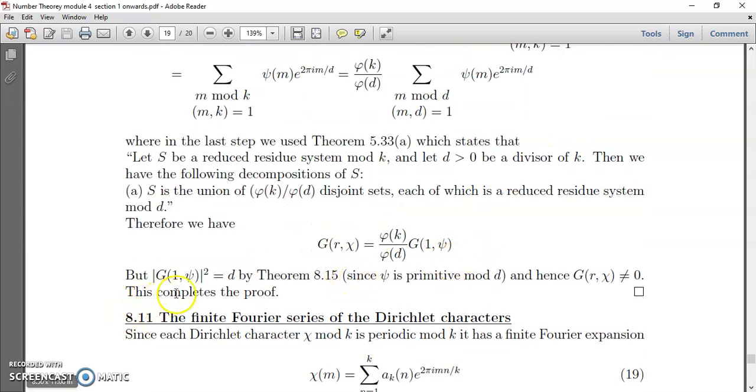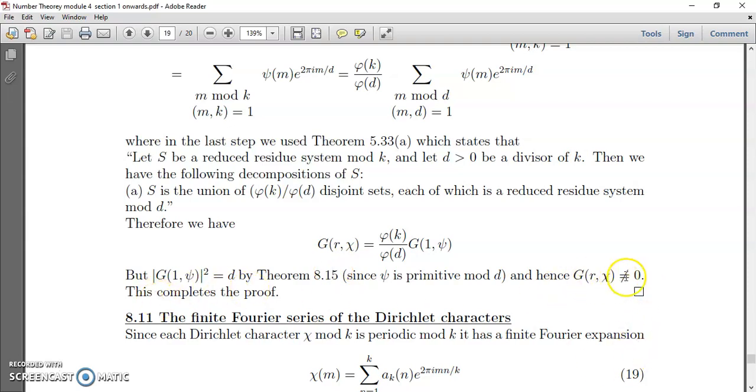But we know that the absolute value of g of 1 psi, squared, is d by the previous theorem. So this is a complex number, and the absolute value of this complex number is the square root of d. That means this cannot be 0, and this also cannot be 0. So clearly g of r chi is not equal to 0.